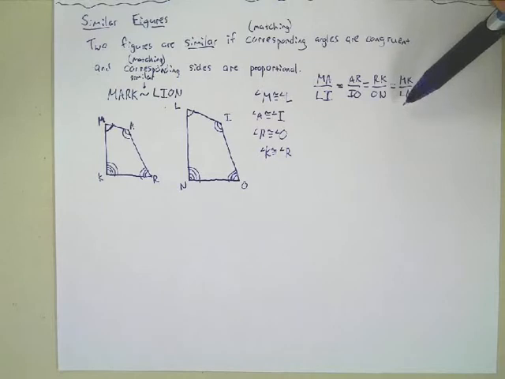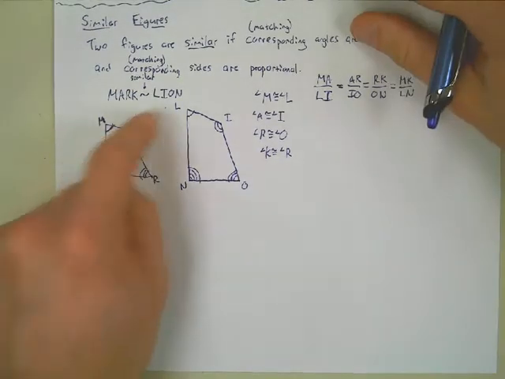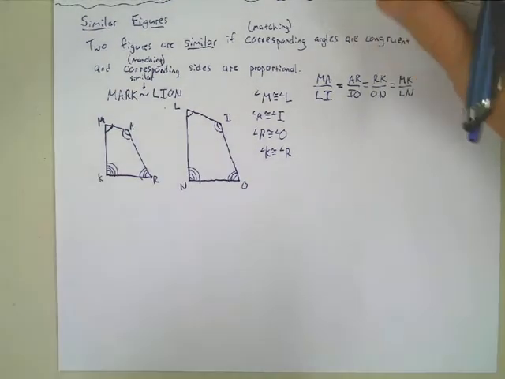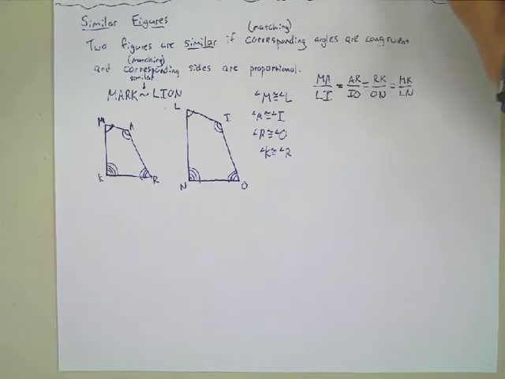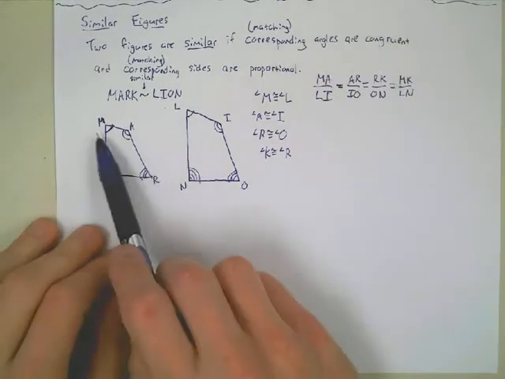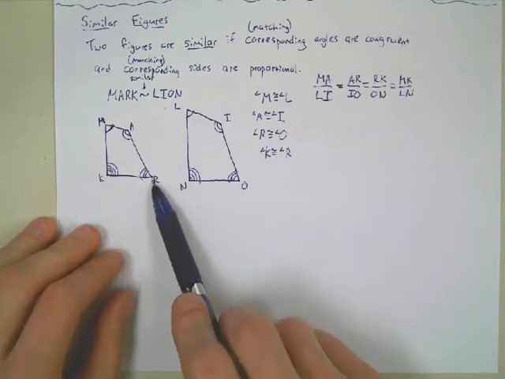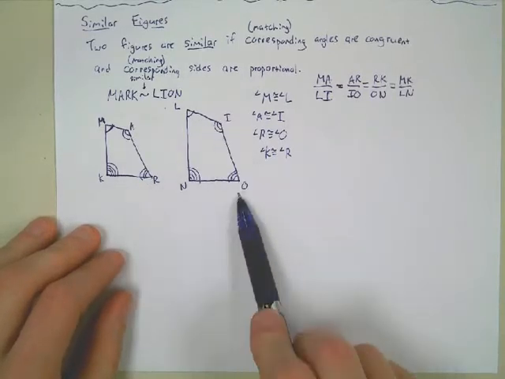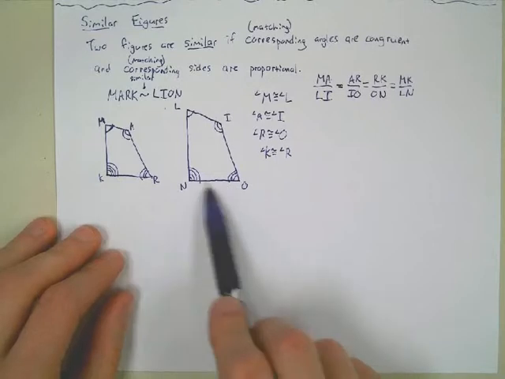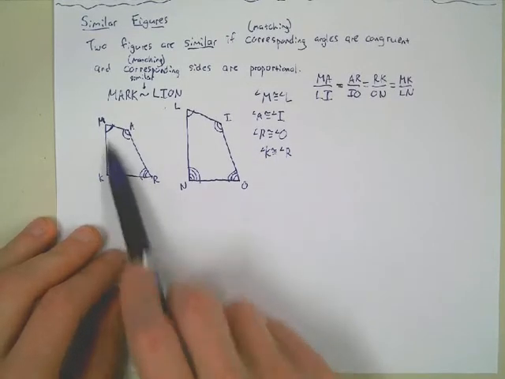But these corresponding parts will always be similar. We have to be very careful that we're always comparing corresponding parts. So for example, MA has to go over the full side here, LI. AR, this full side, has to go over the full side, IO. RK, the full side, has to go over the full side, ON. And then MK has to go over LN. Okay?